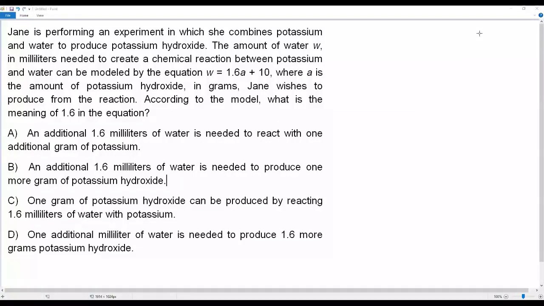Here we have a SAT math question. Okay, let's go through the information. Jan is performing an experiment in which she combines potassium and water to produce potassium hydroxide.